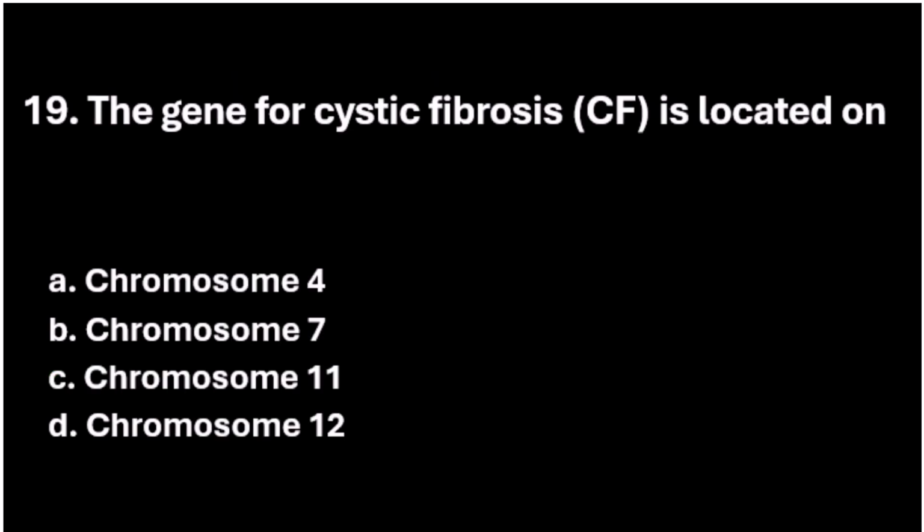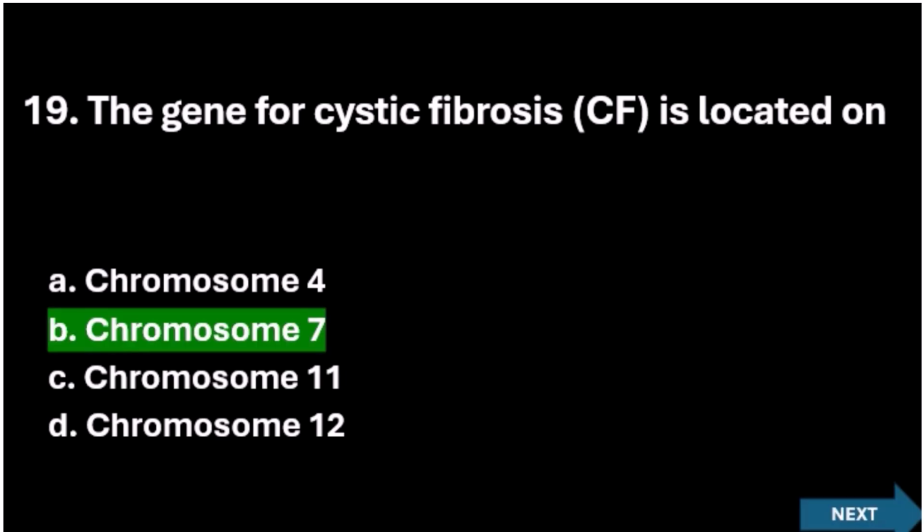Next question. The gene for cystic fibrosis is located on option A, chromosome 4, option B, chromosome 7, option C, chromosome 11, and option D, chromosome 12. The right answer is option B, chromosome 7. The gene for cystic fibrosis is located on chromosome 7.